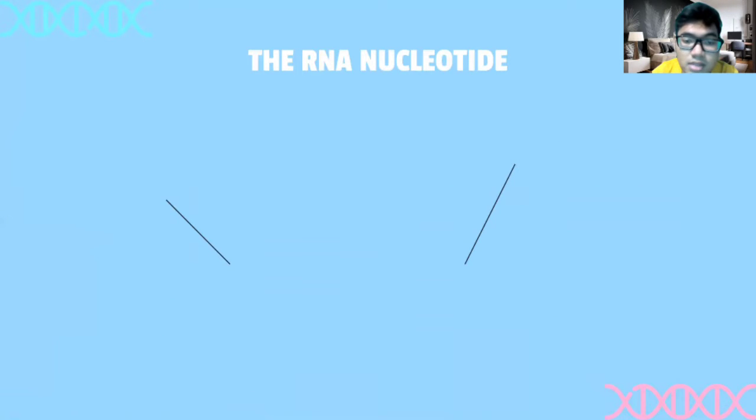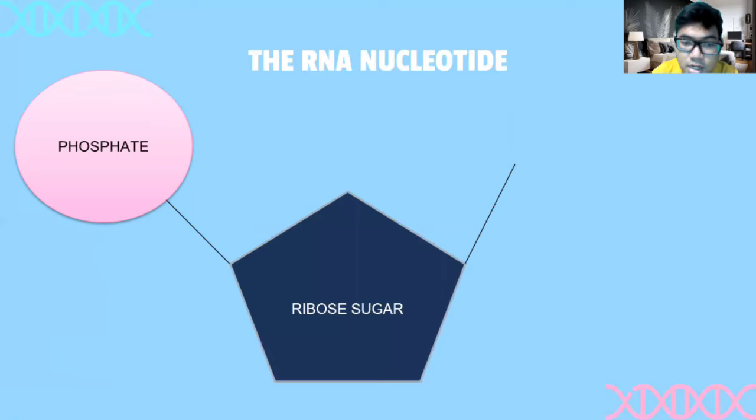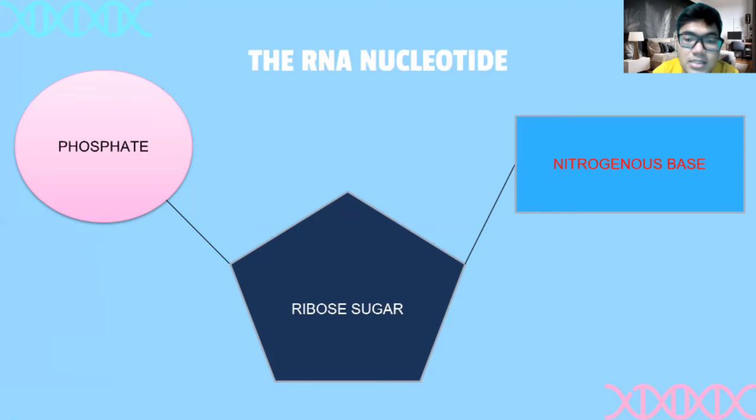The RNA nucleotides look like DNA nucleotides, but there are a few very important differences. The RNA nucleotide also has a phosphate. Here is one of the differences: it has ribose sugar instead of deoxyribose sugar. So RNA is ribonucleic acid and DNA is deoxyribonucleic acid. And the third component is the nitrogenous base. It's like in DNA, it has the same exact nitrogenous bases in its three-part nucleotide.